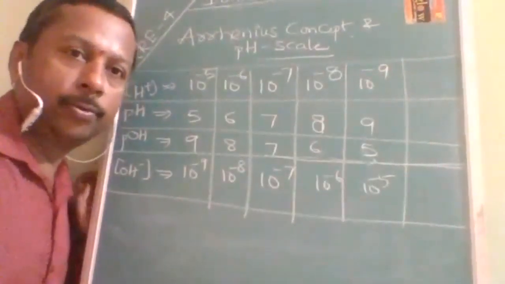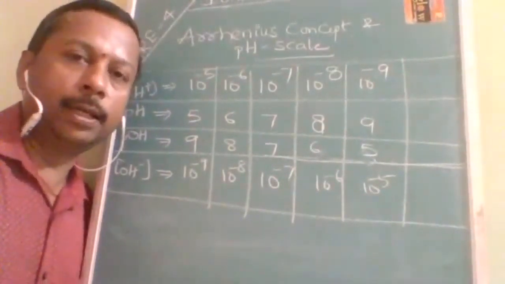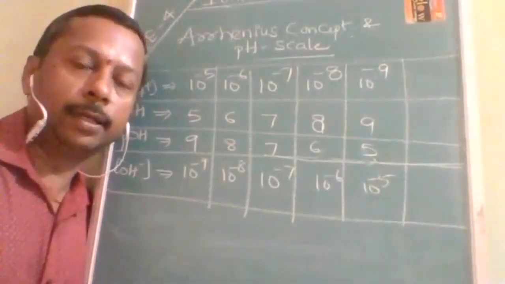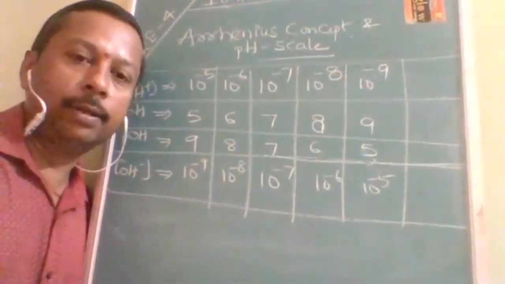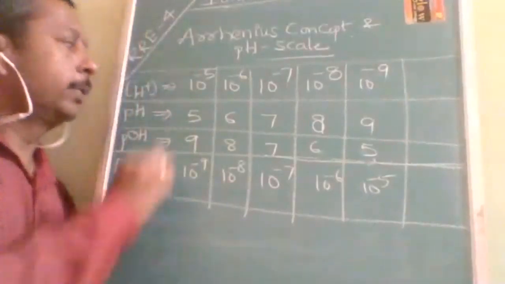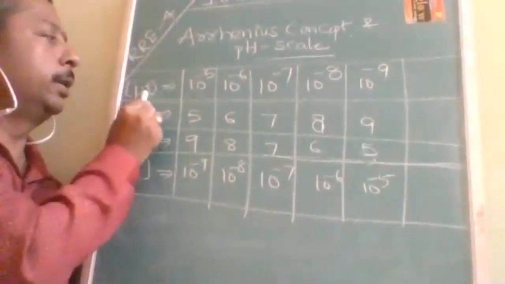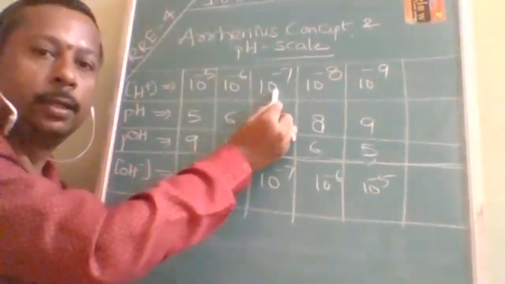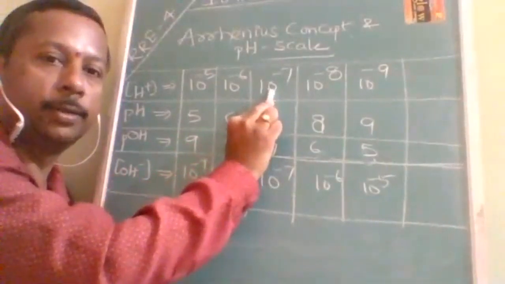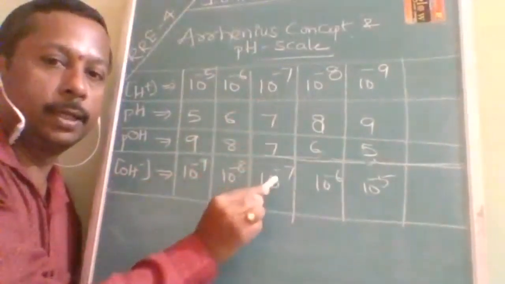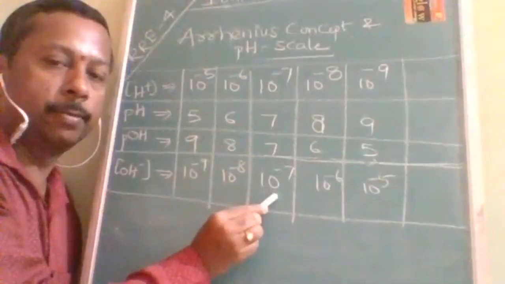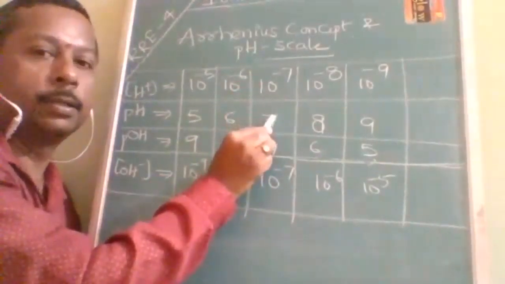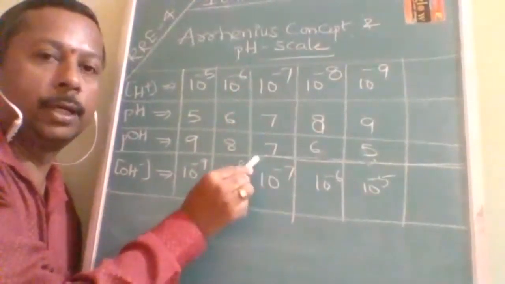Okay, as we are continuing with Arrhenius concept only, we are going to study about the pH scale. It is an application part of the ionic product of water only. Okay, so from ionic product of water, suppose pure water, if you are taking, concentration of H plus is going to be 10 to the power of minus 7, and concentration of OH minus also going to be 10 to the power of minus 7. So when you apply negative log to it, you will get pH. When you apply negative log to it, you will get pOH.